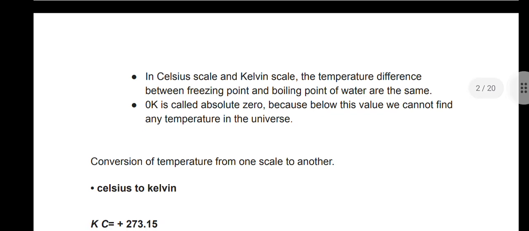In Celsius and Kelvin scale, the temperature difference between freezing and boiling point of water is the same. 0 Kelvin is called absolute zero because below this value we cannot find any temperature in the universe.